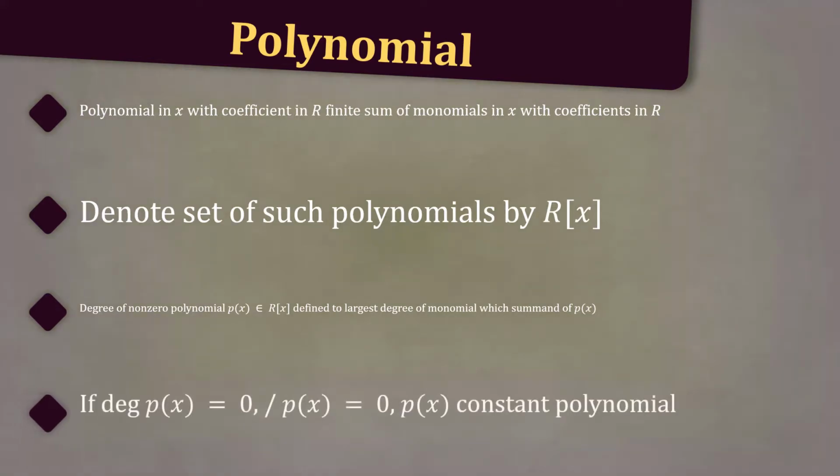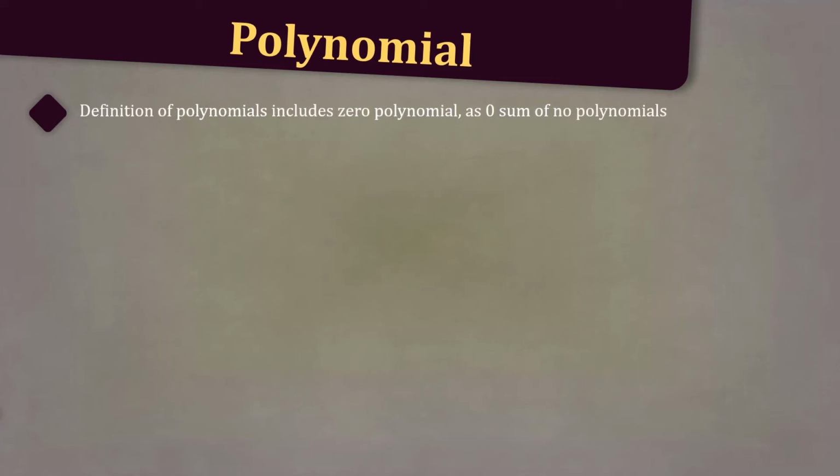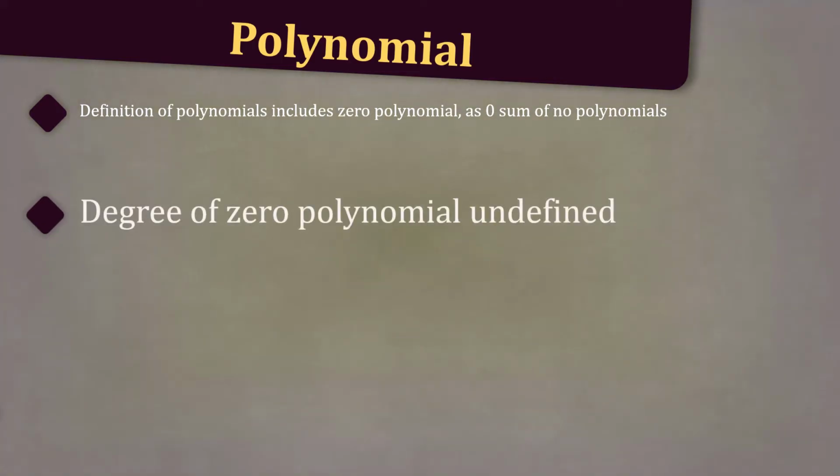If the degree of p(x) equals 0, or if p(x) equals 0, then we say that p(x) is a constant polynomial. Note that our definition of polynomials includes the zero polynomial, as 0 is the sum of no polynomials. The degree of a zero polynomial is undefined.